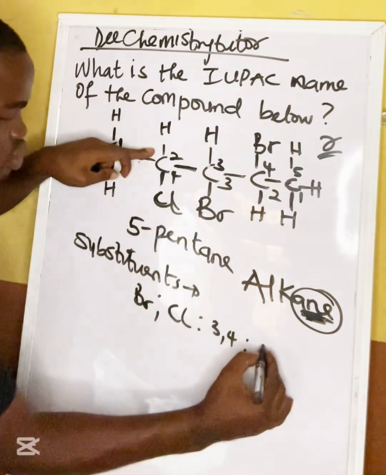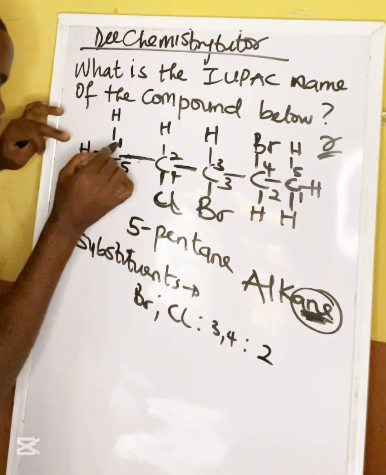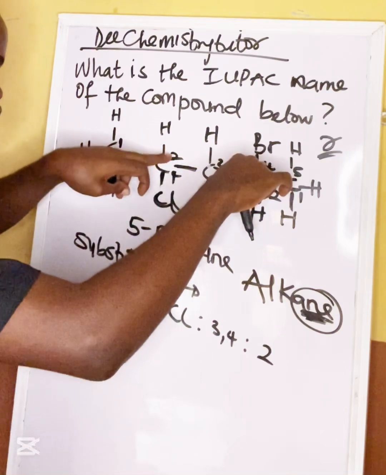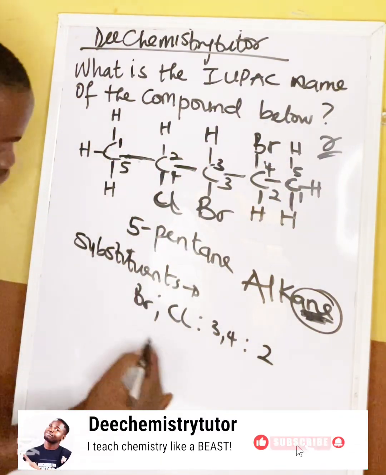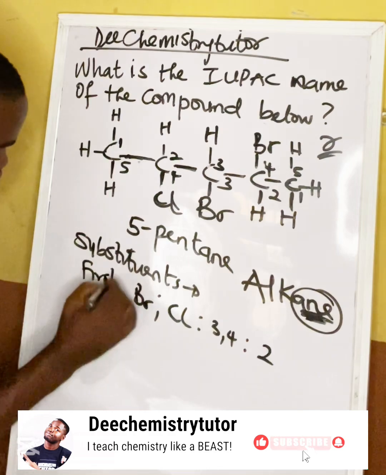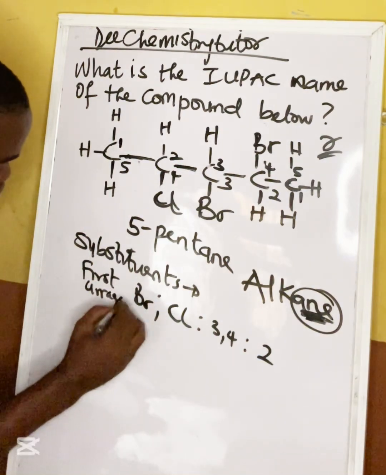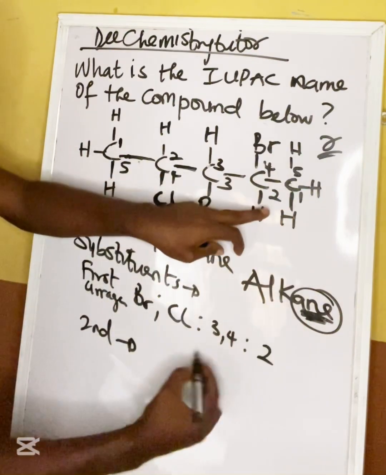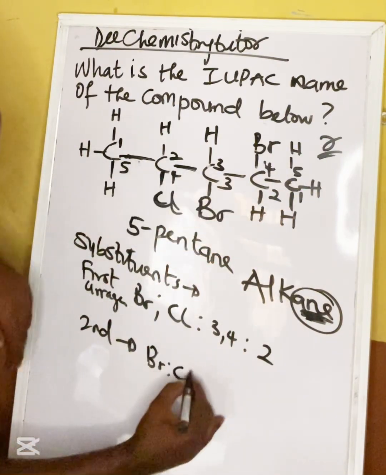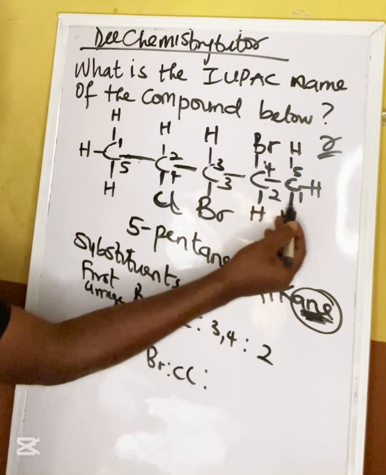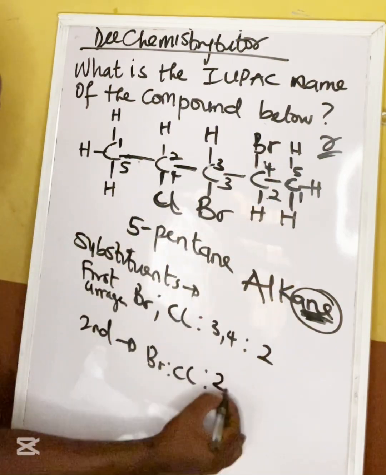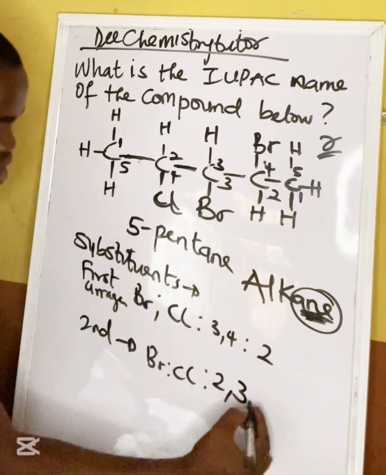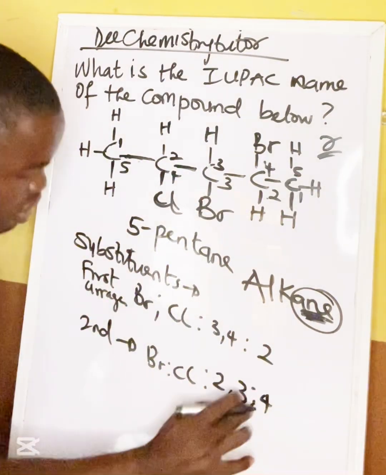Carbon 2. So I'm using the first arrangement. This is carbon 4, this is carbon 3, and this is carbon 2. That's where they belong. Now the second arrangement, or the second naming, is this way. If I'm coming this way, bromine is here, this is 2. Bromine is here, 3. Then chlorine is 4.